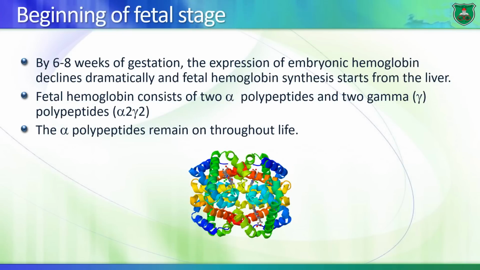Now, in the fetal stage, what happens is that you have decrease in the expression of zeta and epsilon, and you have increase in the expression of alpha and gamma. So the fetal hemoglobin, also known as HbF, is composed of two alpha polypeptides and two gamma polypeptides. Now, if you look at the graph that I showed you earlier, the alpha polypeptide remains active, or predominates, throughout life.